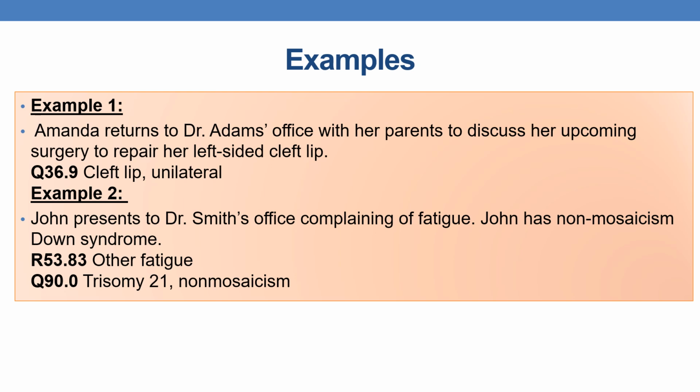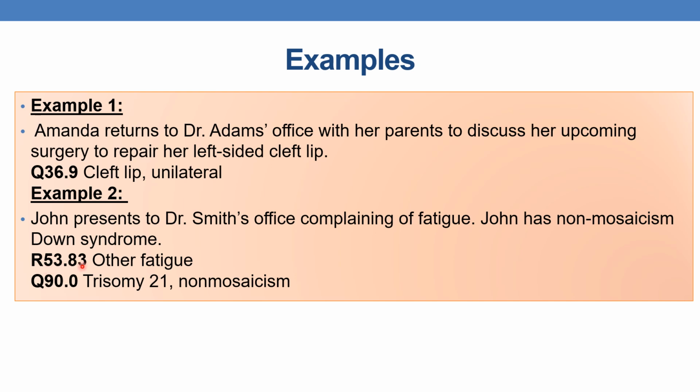Coming to the next example, John presents to Dr. Smith's office complaining of fatigue. John has non-mosaicism Down syndrome. Here, this is a manifestation. Fatigue is a manifestation and it is not related to Down syndrome. So you need to code the manifestation code additionally.